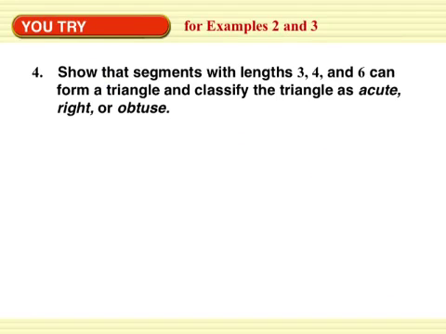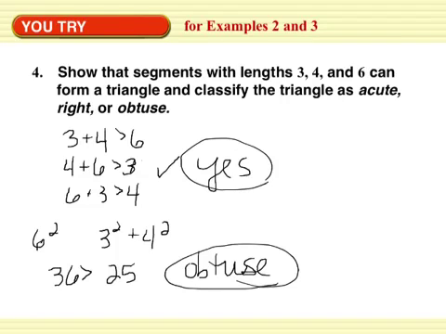You try. Show that segments with lengths 3, 4, and 6 can form a triangle and classify the triangle as acute. So the first thing you do is make sure the sum of two sides is bigger than the third, 3 times, and then you use the c squared, a squared plus b squared to see if your longest side is bigger or smaller. Pause. Alright, yes, it can form a triangle, and I call it obtuse.